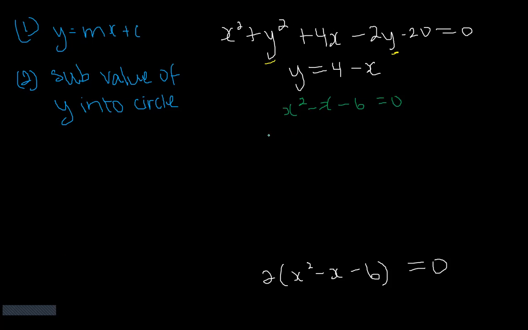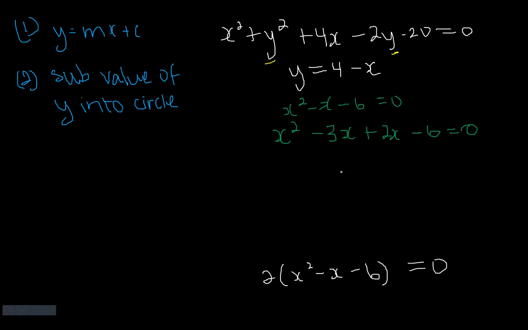So it becomes x squared, and the two numbers in this case would be minus 3x plus 2x minus 6 is equal to 0. Remember, when factorizing, we need to find two numbers that when added would give me b. b in this case is minus 1. And minus 3 plus 2, that's minus 1.